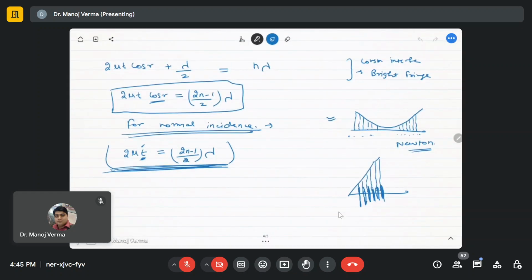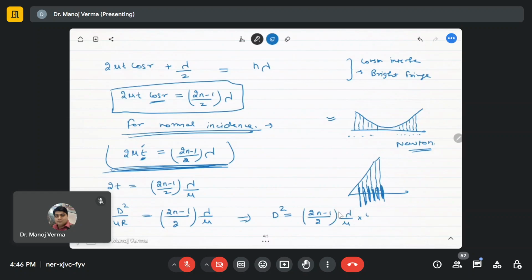If I insert this 2t is equal to d square by 4R here, 2t was equal to (2n minus 1) by 2 into lambda by mu. So if I insert this 2t value from there, d square by 4R will be equal to (2n minus 1) by 2 into lambda by mu. Now I can write this as d square is equal to (2n minus 1) by 2 lambda by mu into 4R.